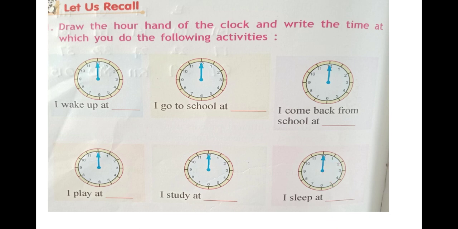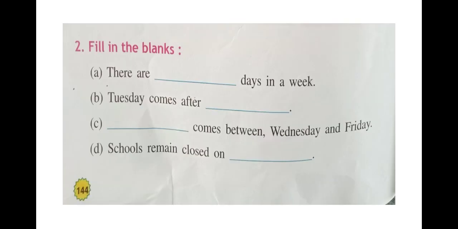All right, so this was a quick recall. And there is one more thing, that is, there is a fill in the blanks on the same page, that is page number 144. See, it is written also here. This is also something you have learned in class 1. We are doing a quick review. There are dash days in a week. How many days are there in a week? There are 7 days, right? So everybody knows it is 7 days, so you have to write here 7.